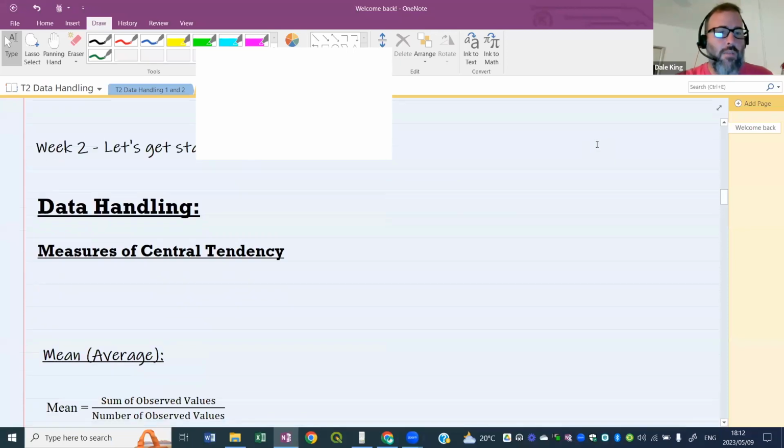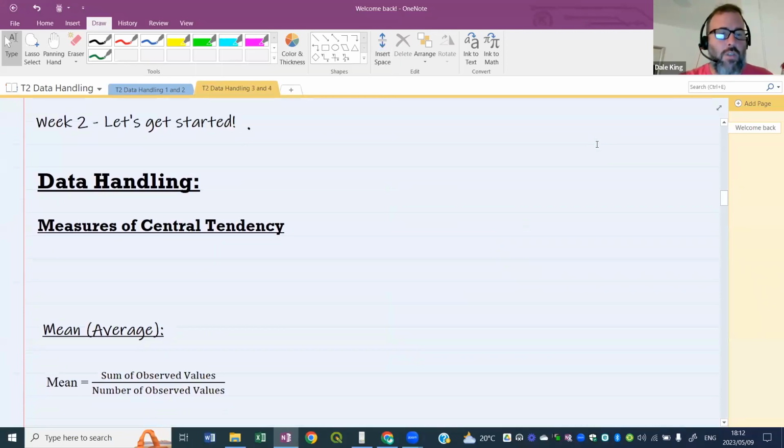Week 2, data handling, measures of central tendency. All right, the first measure of central tendency, we all know it's the mean or the average. Right now, we've got two words here. The first one is the official word that we use for it, and the second one is another word that you can think of when you think of this word. All right, so the mean is the average, and there is a formula for this one.